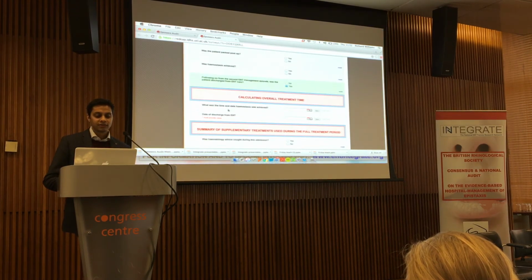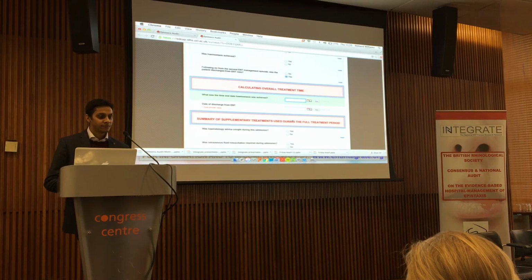The next thing is, what was the time and date that hemostasis was finally achieved? And then the date of discharge from ENT. Now that might be exactly the same time. You may say that they're exactly the same, but for the few patients who you end up cauterizing and solving their problem, but then there's medical reasons or there's social reasons why they've ended up staying under ENT for that period of time, it's useful for us to know how long they ended up staying, just so we can figure out their exact time of stay.